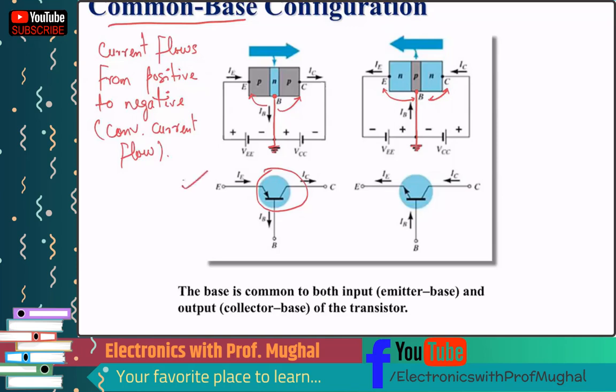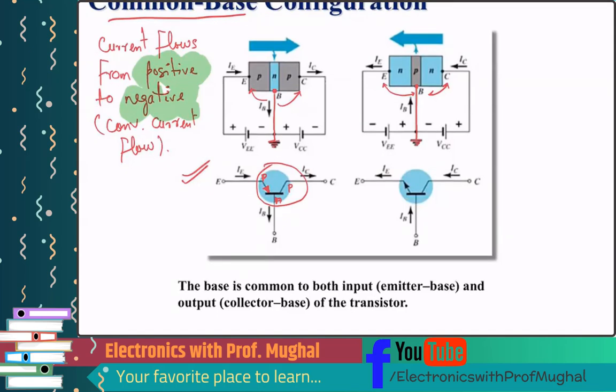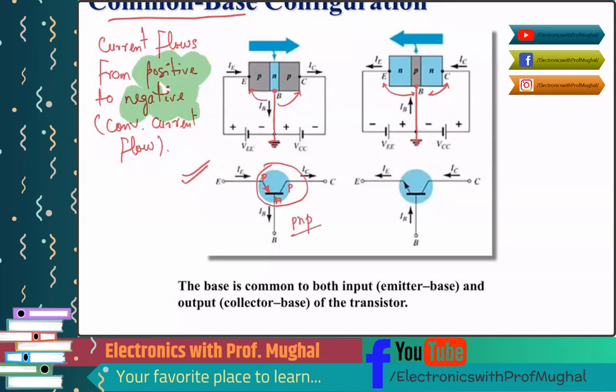So if you look at this graphics right here, because the direction of the current, this arrow, is downward, that means this has to be P, this has to be N, and this has to be P. Because like I said, the current always flows from positive to negative terminal. So this has to be positive and this has to be negative, positive to negative. So this means this is a PNP type transistor.